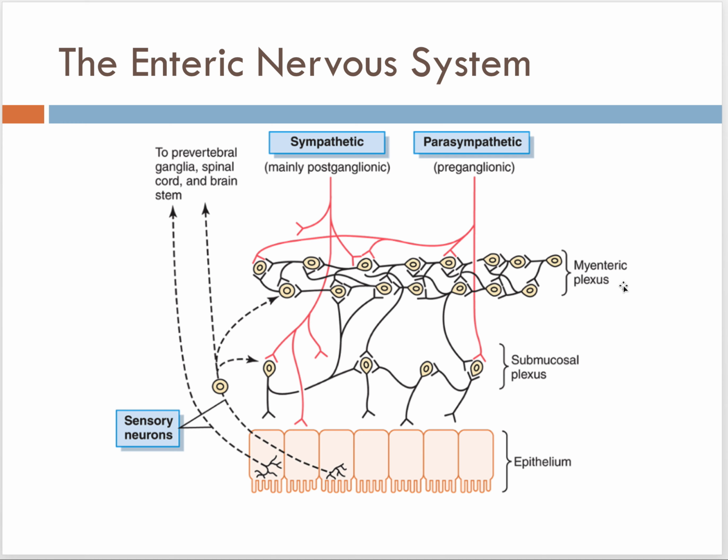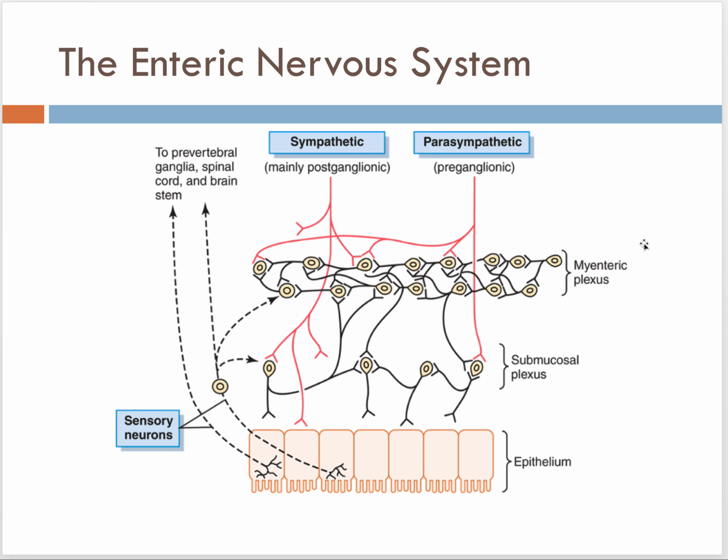The myenteric, which is deep, lower, it's down lower, so think about the layers. We've got serosa, we have our different muscular layers, longitudinal and circular, and then we have the submucosa, which contains the fun stuff.